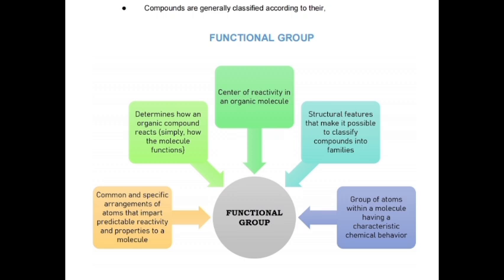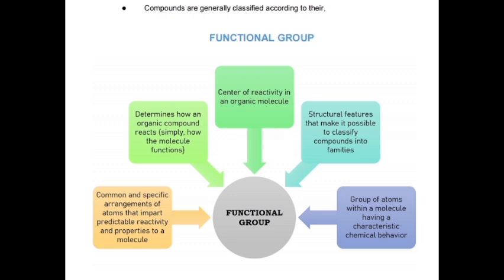It says that a functional group is a common and specific arrangement of atoms that imparts predictable reactivity and properties to a molecule. Functional groups determine how an organic compound reacts, simply how the molecule functions. The third definition mentions that a functional group is the center of reactivity of an organic molecule. And the fourth definition goes: structural features that make it possible to classify compounds into families are known as functional groups. And the fifth definition says that a functional group is a group of atoms within a molecule having a characteristic chemical behavior.